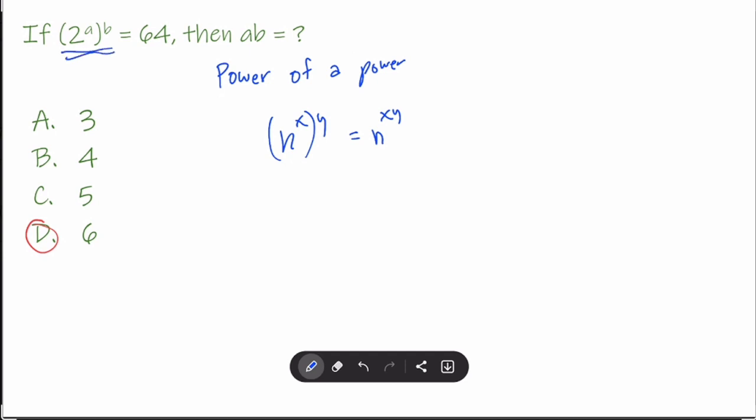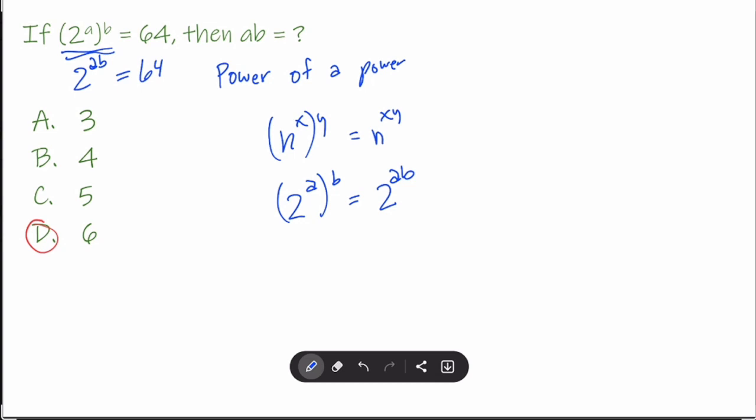So using that idea in the power of a power, 2 to the power of a to the power of b can be written as 2 to the power of a times b. Since this is 2 to the power of a times b, that is equal to 64. And then this 64, we're going to change into a base of 2. How many times do we multiply 2 by itself to get 64?